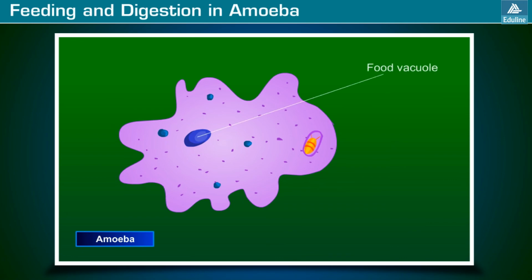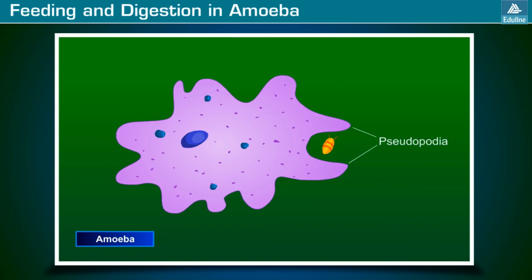Digestive enzymes present in the lysosome digest the food. The digested food diffuses into the cytoplasm and is utilized by the cell. This is known as assimilation. The undigested food left in the food vacuole is thrown out of the body. This is known as egestion. The false feet of amoeba are called pseudopodia. The word pseudopodia is the combination of pseudo, meaning false, and podas, meaning feet. The singular of pseudopodia is pseudopodium.